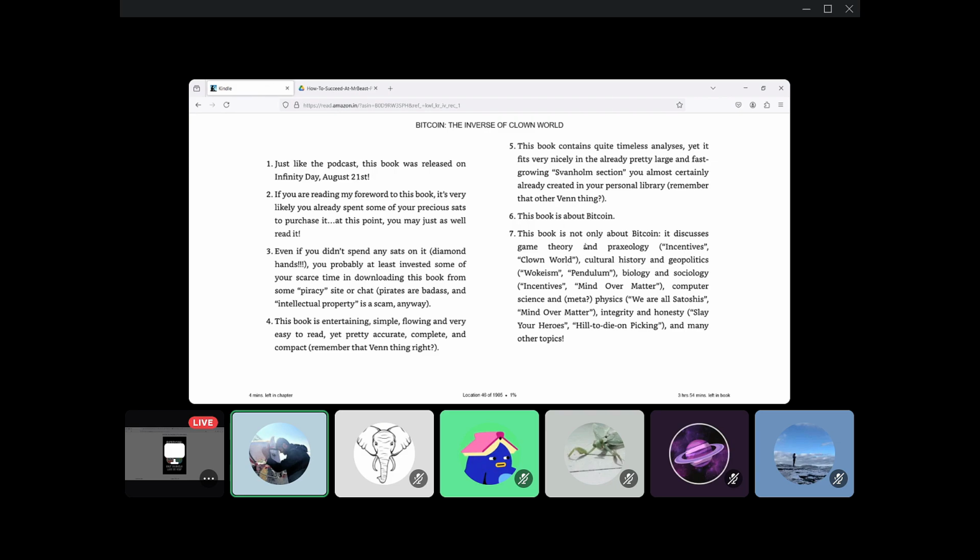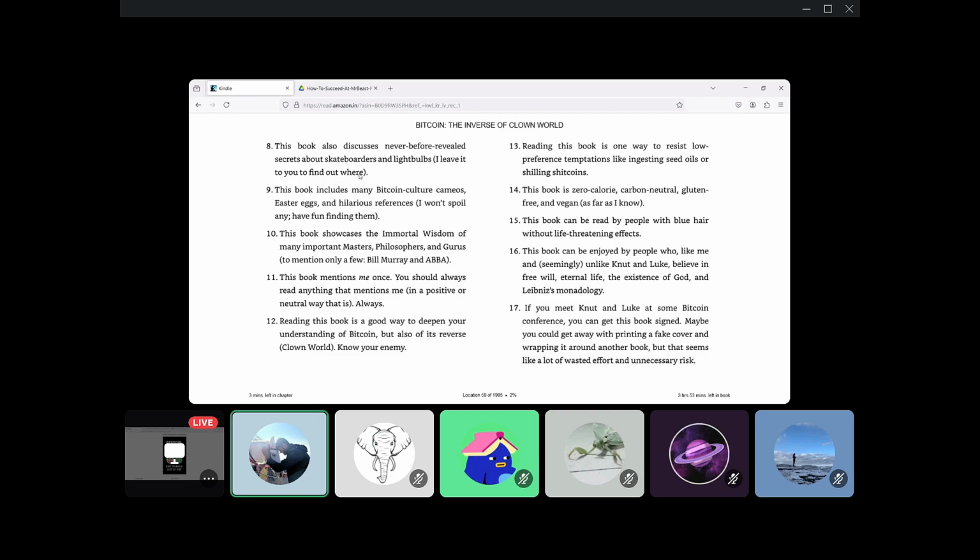These are the chapters of the book. It discusses game theory and praxeology, cultural history and geopolitics, invocism and pendulum, biology and sociology, incentives and mind over matter, computer science and metaphysics, in We Are All Satoshis and Mind Over Matter, integrity and honesty, slay your heroes, hill to die on picking, and many other topics.